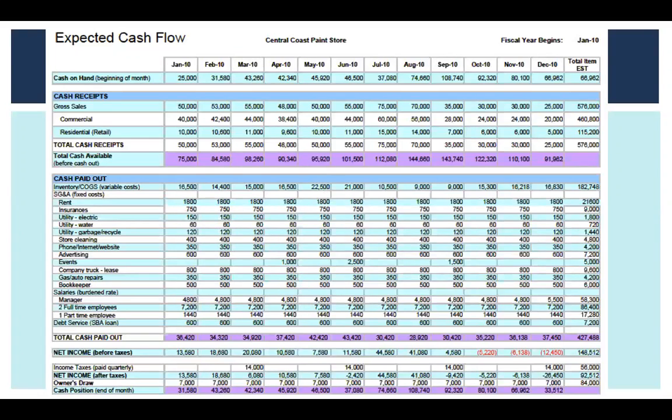Looking at this as a more expanded version. So our chart of accounts over here, we have some similar things that we've seen in previous ones. So we have our gross sales. And in this particular example, this business is showing, so for example, this is a paint store, let's say. So they have commercial accounts and residential accounts.